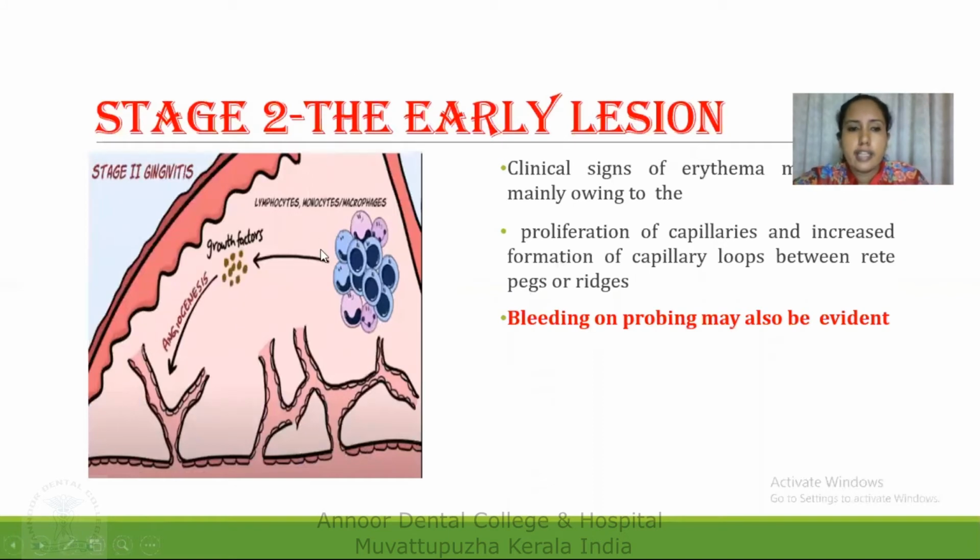Now, these lymphocytes release growth factors. So there is angiogenesis, there is proliferation of capillaries, and there is increased formation of capillary loops between the rete pegs. See, there is a proliferation of capillaries and increased formation of the capillary loops between the rete pegs. Thus, bleeding on probing may be one of the important findings which we can see in the early lesion.